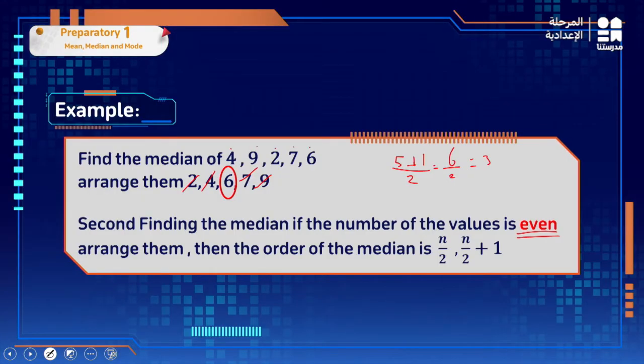Second, finding the median if the number of the values is even. I have even numbers, okay? So for example, 6, 8, 10. It ends with 0, 2, 4, 6, and 8. The order of the median in this case will be n over 2 and n over 2 plus 1. Oh, I have two numbers. Okay.